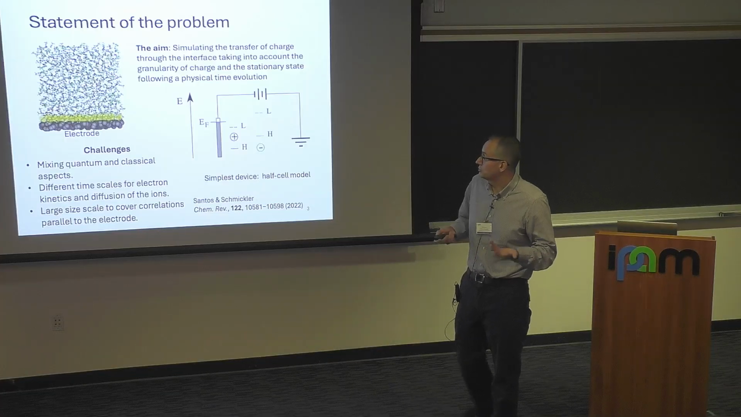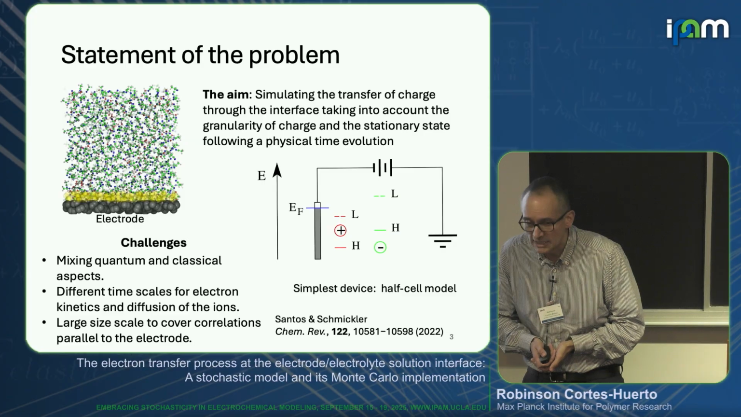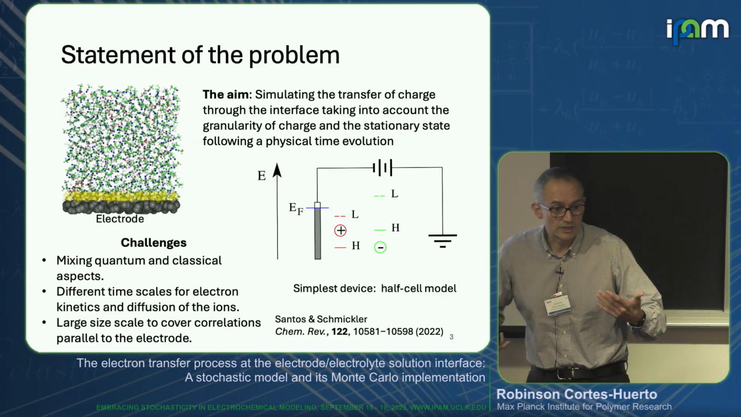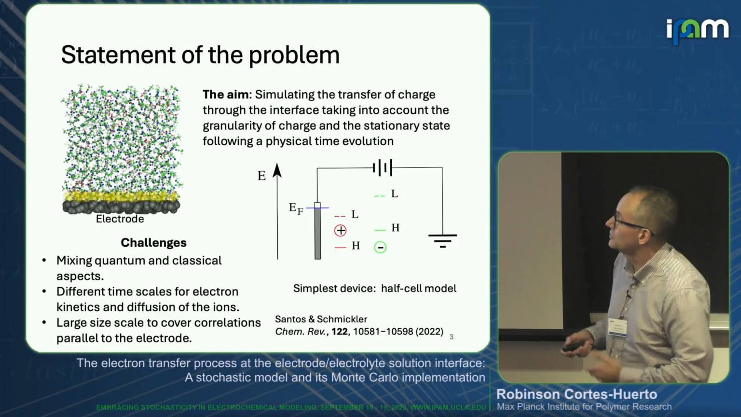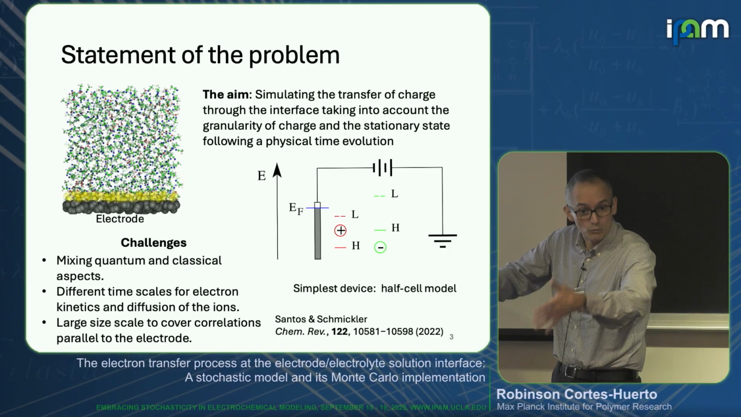First of all, we are trying to mix quantum and classical aspects. Here is the quantum mechanics. Classical aspects, yes, of course, because we want to see the effect of the actual ionic current and diffusion of ions. These two phenomena we would like to investigate on equal footing.